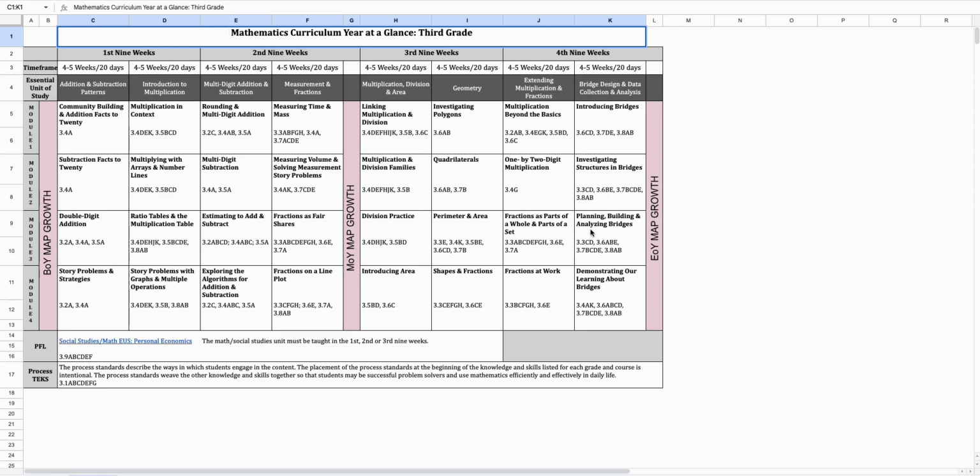And then our last 20 days of class, we have introducing bridges, investigating structure and bridges. So we start using bridges as an example. This is kind of about data, how to use data and stuff.